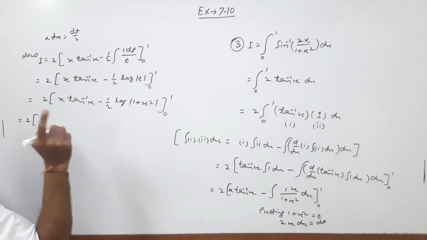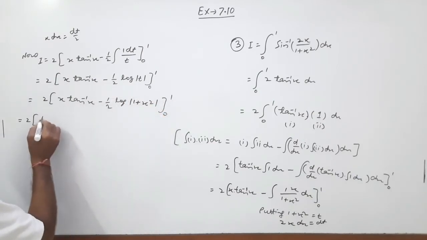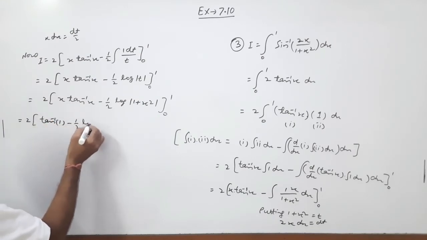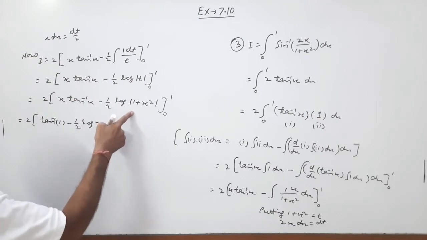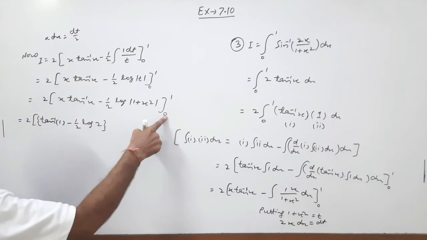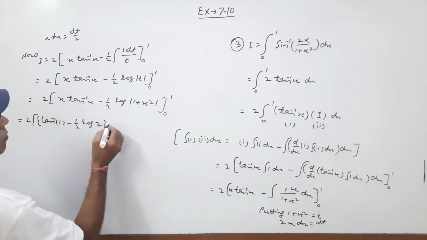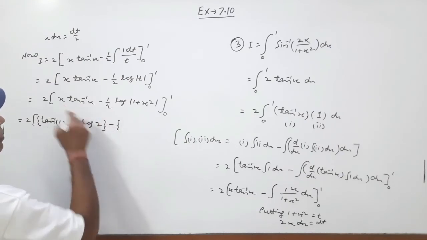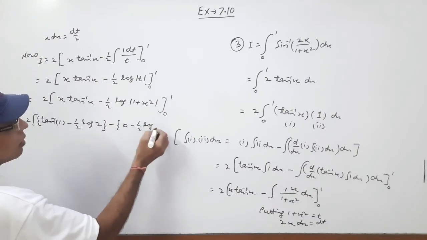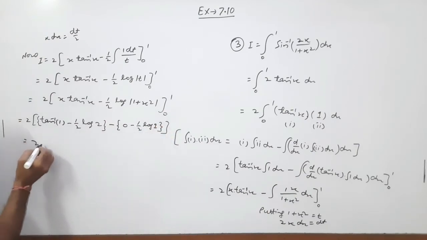When we put the value of x equal to 1, we have tan inverse 1 minus half log 2, and by using x equal to 0, we have 0 minus half log 1. The value of log 1 is 0.